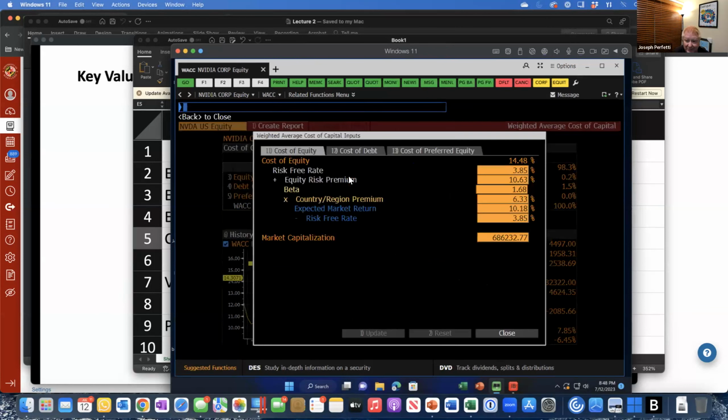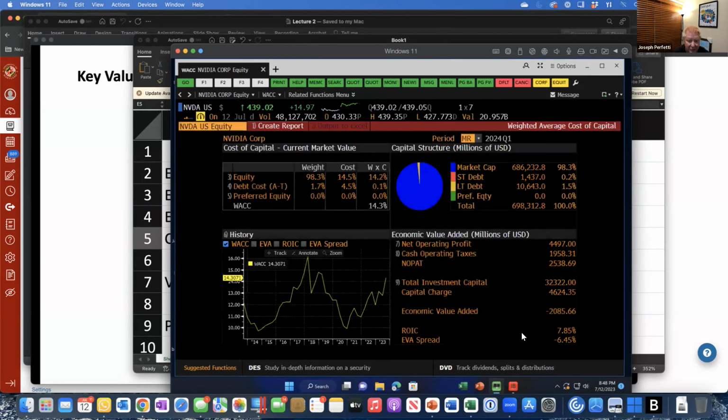This is CAPM. Here's today's risk-free rate. Their beta is 1.68, 6.33% market risk premium, RM minus RF. That's a 10.6% equity risk premium, plus the 3.85 10-year treasury rate, 14.48. So that's just CAPM in the real world today. Bloomberg does it for me, 14.2.